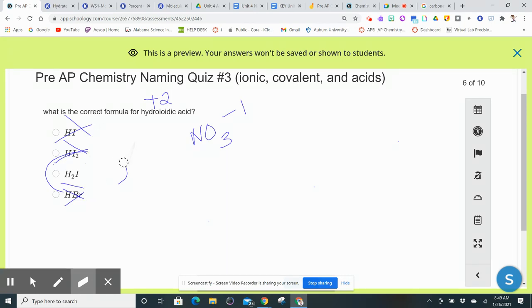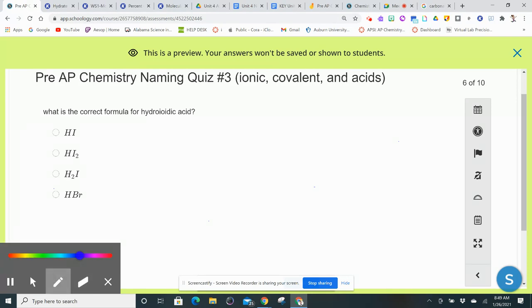Do I have a metal in this? Is there metal in here? No. Do I have a hydrogen in front? Yes. I have a hydrogen in front. Do I have a polyatomic ion? No. So if I have a hydrogen, that means it's an acid, but I don't have a polyatomic ion.